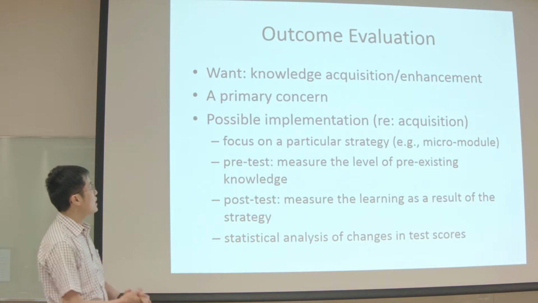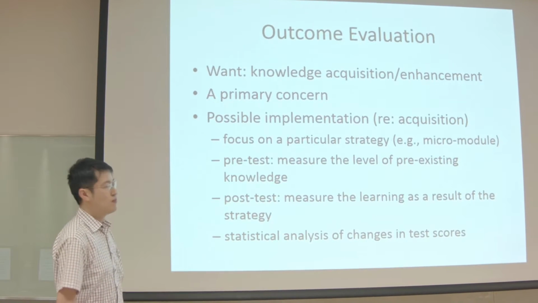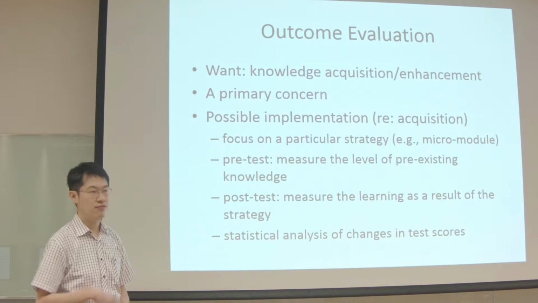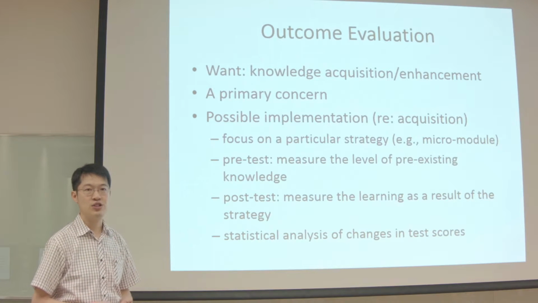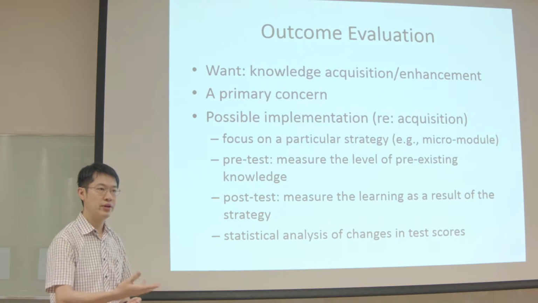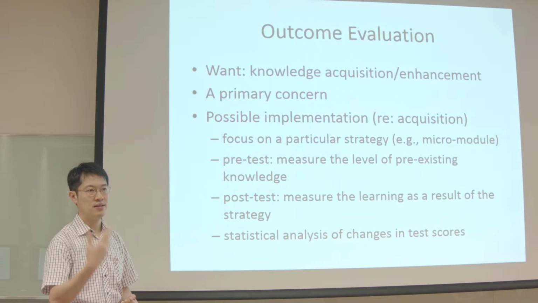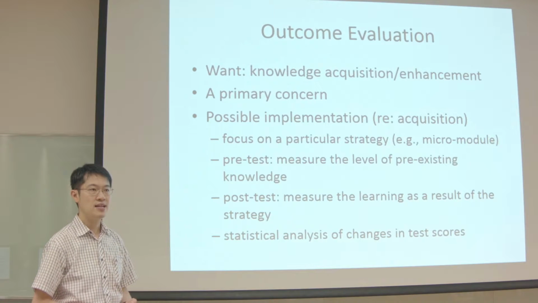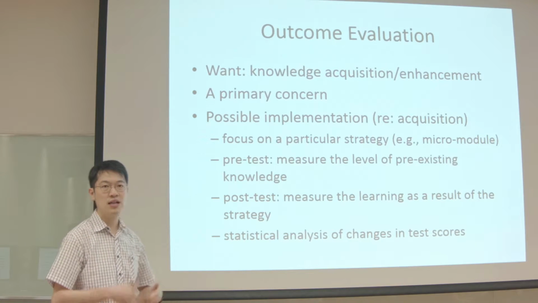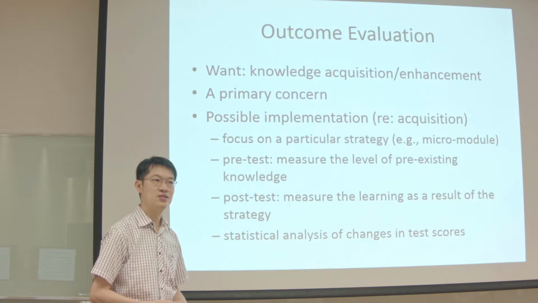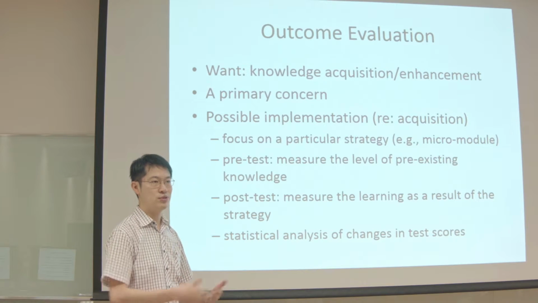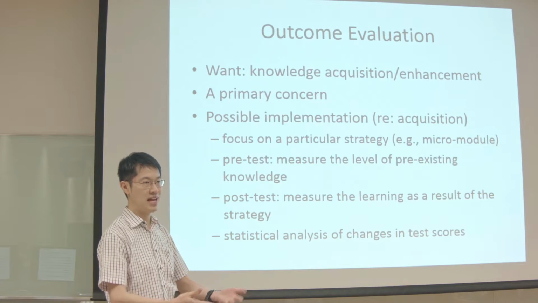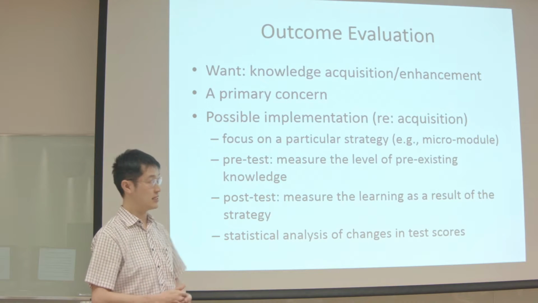So the first one is outcome evaluation. So the objective is really to measure, well, you can either do knowledge acquisition, so whether students learn from the use of this learning strategy. So this, of course, is not limited to e-learning strategies. You can cook up something maybe more traditional and you want to see whether students learn. For example, in a traditional lecture, whether they learn this topic.